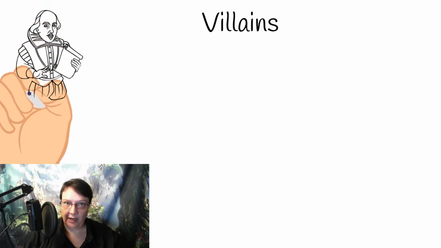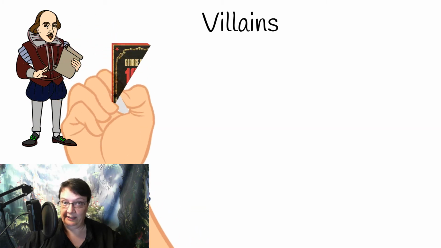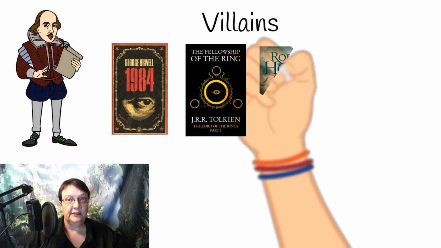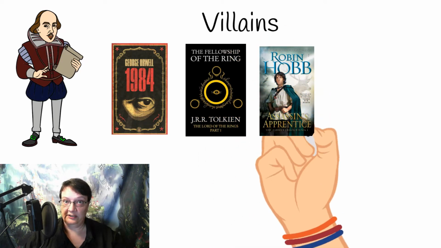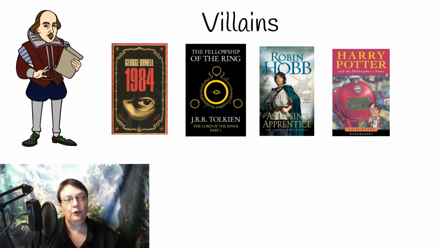Okay, let's get cracking. The most typical form of antagonist is that of the villain. This is somebody like Lady Macbeth from Macbeth, Big Brother from 1984, Sauron from Lord of the Rings, Prince Regal from the Farseer trilogy, Voldemort from Harry Potter. Typically, your villain is on the evil side and they should be defeated at the end of the story.